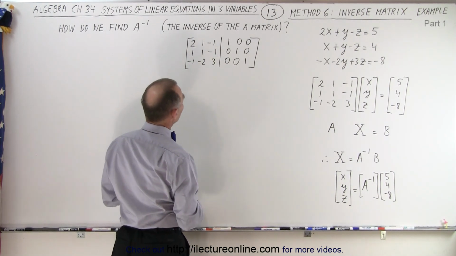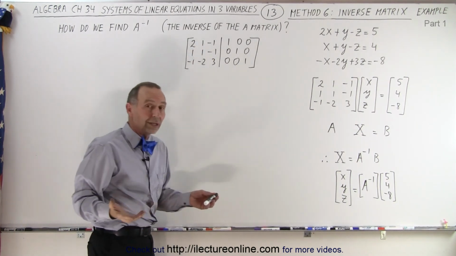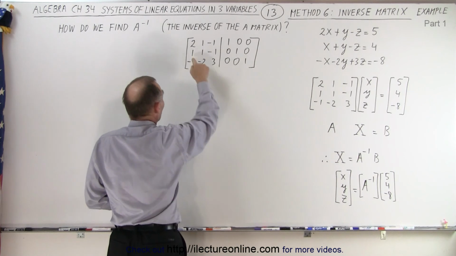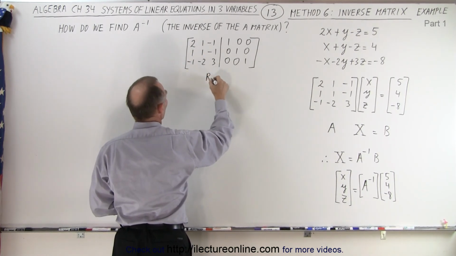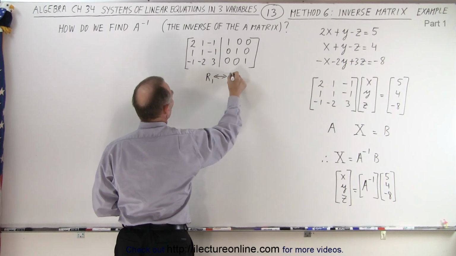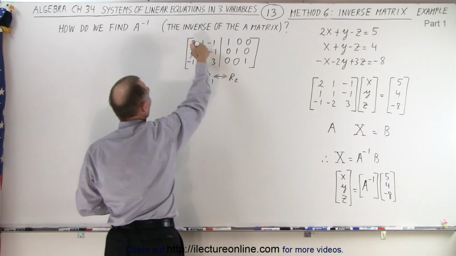So the first thing I'm going to do, since I want to get a 1 up here, I'm going to interchange row 1 and row 2, because row 2 already has a 1 there. I want that to go to the top. So I'm going to simply say that row 1 is going to be interchanged with row 2. That's all we're going to do. Switch it around, then I put a 1 over here.